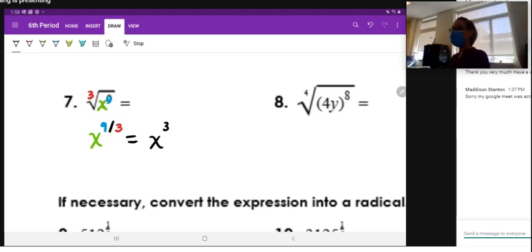So our answer could be written as x cubed. So if you're taking a quiz and you look at your answer choices and this one is not an option on the answer choices, check to see if your answer can be simplified into one of the other answer choices.